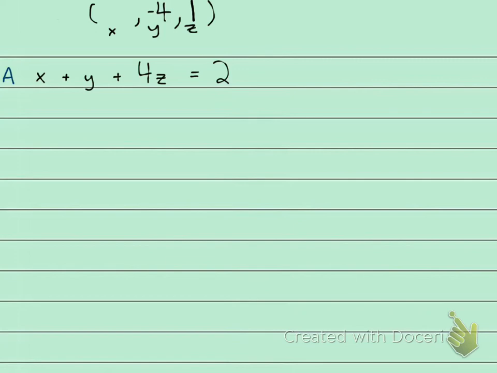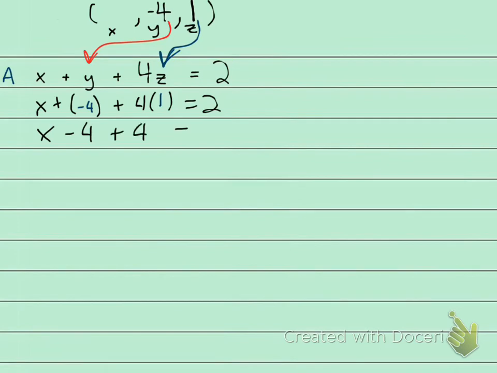Here's my equation A. I know that negative 4 is going to go right here, and 1 is going to go right here. So x plus y plus 4z equals 2. Y is negative 4 and z is 1. So x plus a negative 4, which is minus 4, plus 4 equals 2. Negative 4 plus 4 is 0, so x equals 2. Now I have all three of my answers: 2, negative 4, and 1.